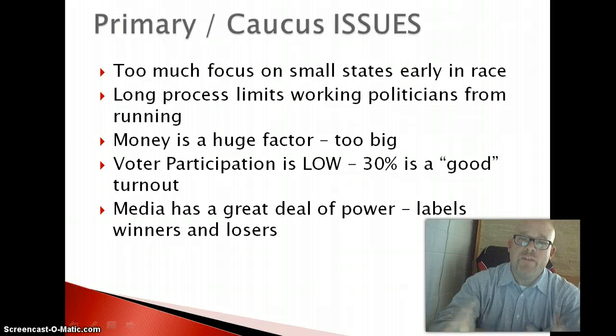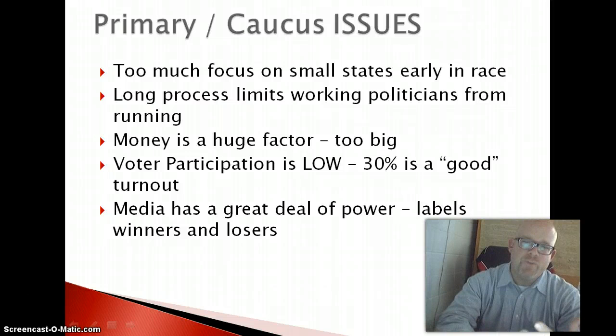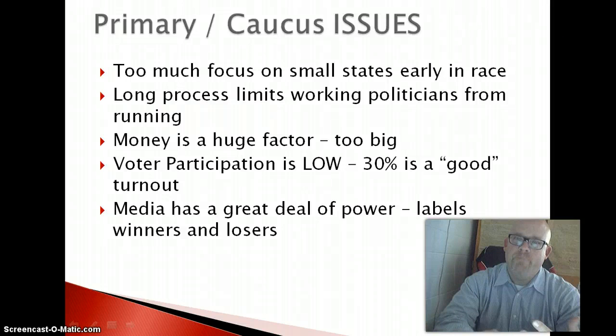All right, issues with primaries and caucuses, pretty self-explanatory. Way too much focus on small states early in the race, New Hampshire, Iowa. Again, these are very small states. They're rural. In Iowa's case, they're very rural, and they are not very diverse. It is a very long process. Again, someone who has a job is going to be dissuaded from participating because of how long they take. Money is a huge factor, and it's a make or break factor.